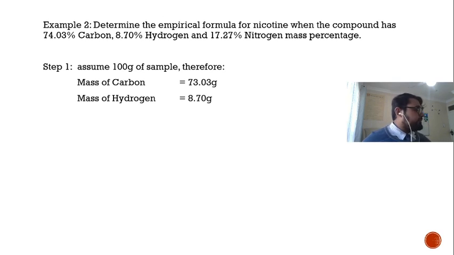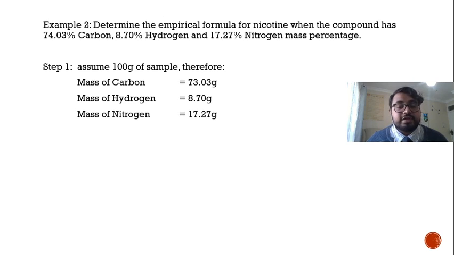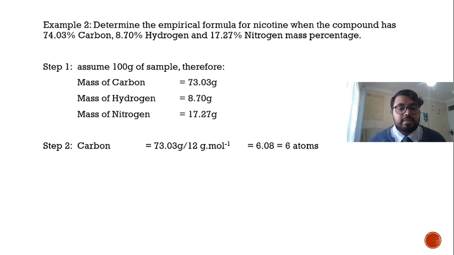Okay, and I have a calculator here, so I guess I will work through it. The mass percentage of hydrogen is 8.7 grams. The mass of nitrogen is 17.27 grams.